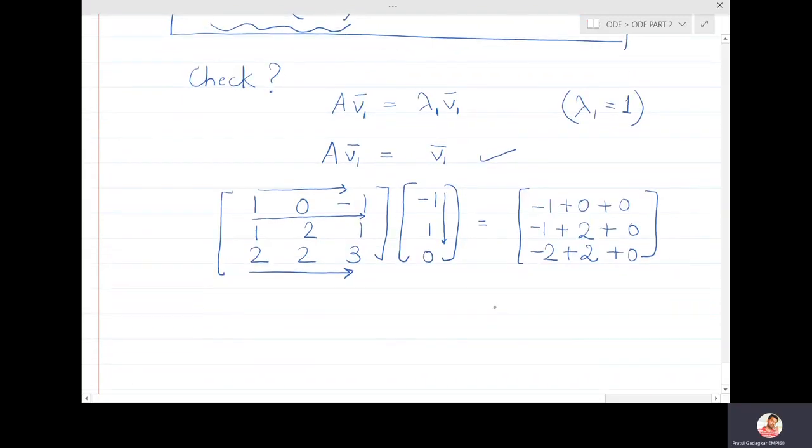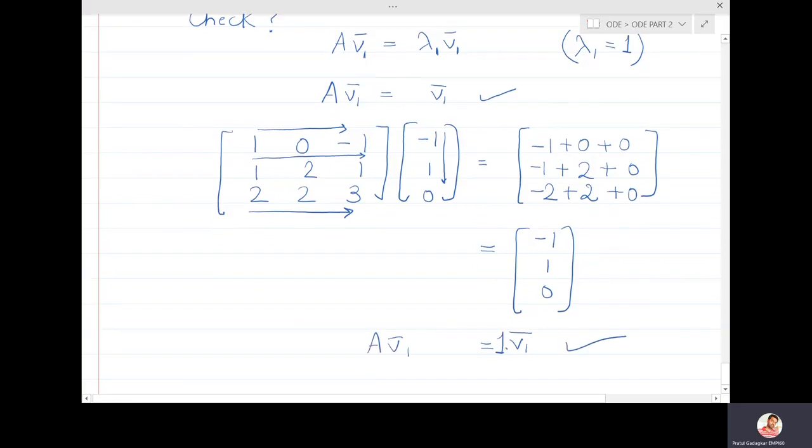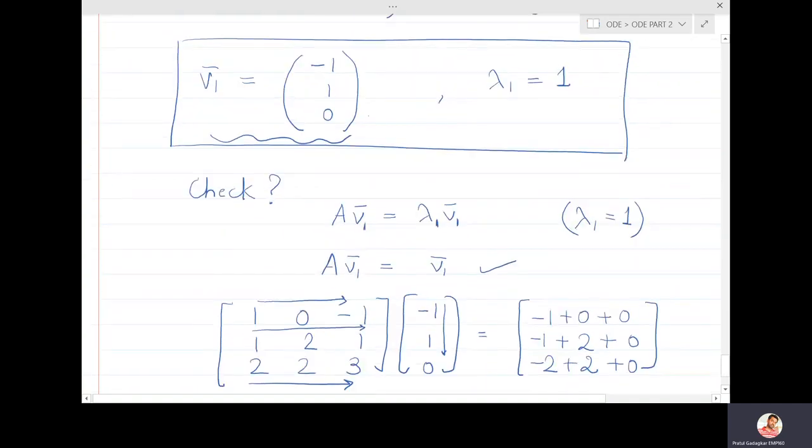So what are you getting? This simplifies to minus 1, 1 and 0, which is equal to V1 bar. So A times V1 bar is coming to be 1 times V1 bar. This means that the eigenvector we have calculated is 100% correct.